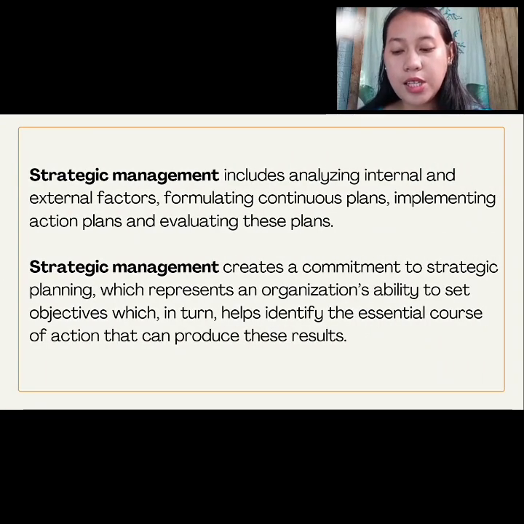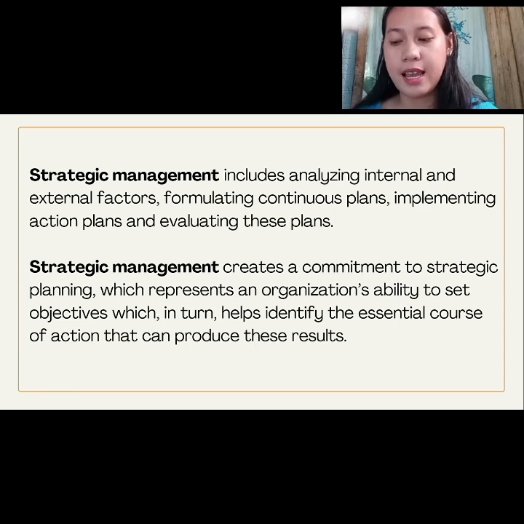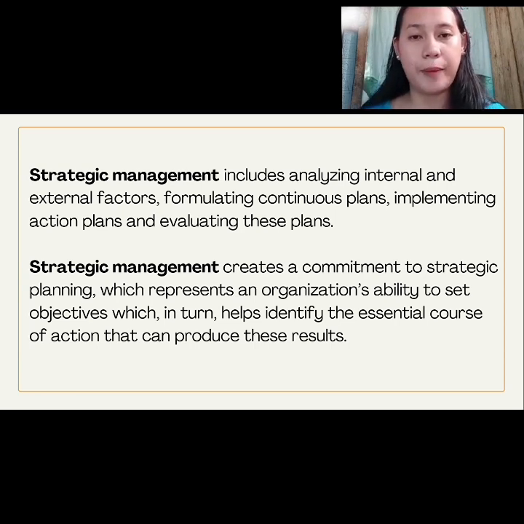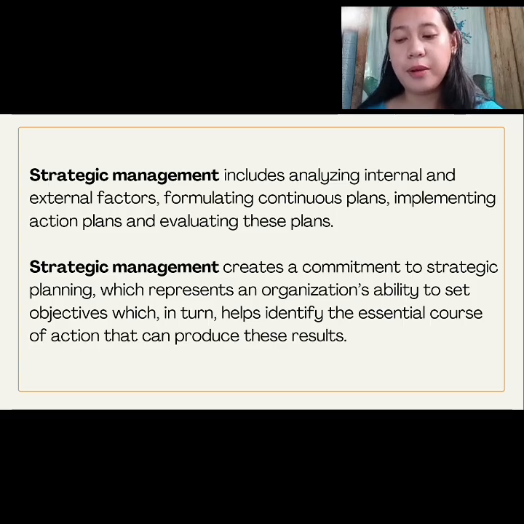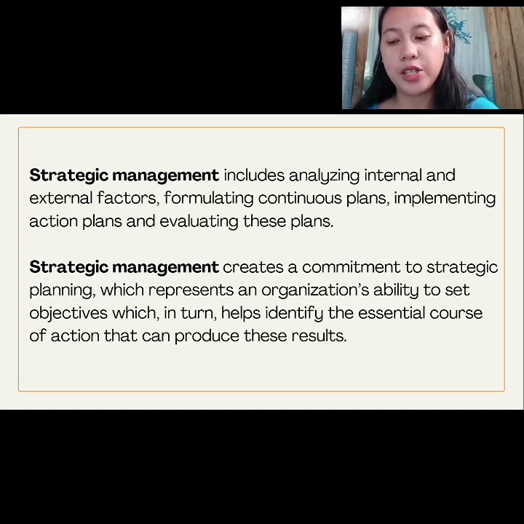So, strategic management includes analyzing internal and external factors, formulating continuous plans, implementing action plans, and evaluating these plans. Then strategic management creates a commitment to strategic planning, which represents an organization's ability to set objectives, which in turn helps identify the essential course of actions that can produce these results.